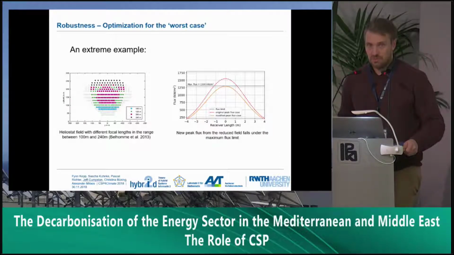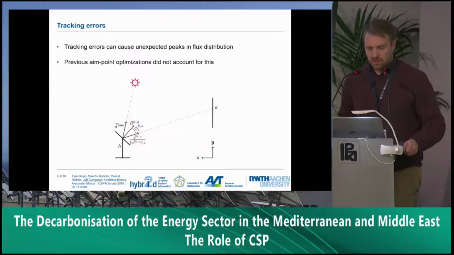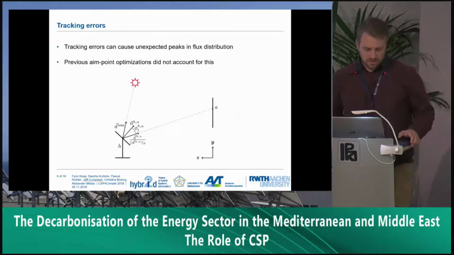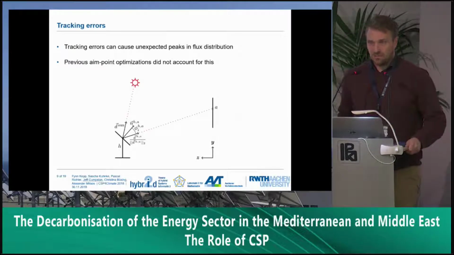Now, this is an extreme case, because if you build heliostats, you want to use them. So switching them off in this way is not really how we would like to define our plant operation. So instead, we take into account the tracking errors, which is what could feasibly cause these peaks in flux distribution that might end up damaging our receiver or violating our safety margin. Tracking errors can cause unexpected peaks in flux distribution, and the previous aim point optimizations didn't account for this.